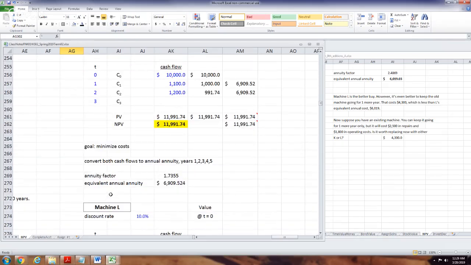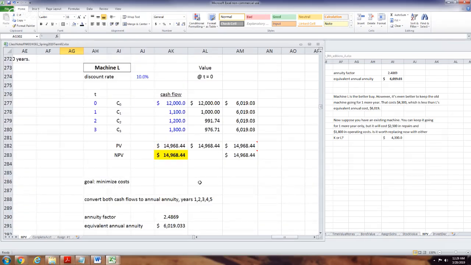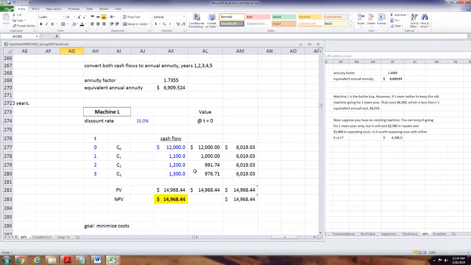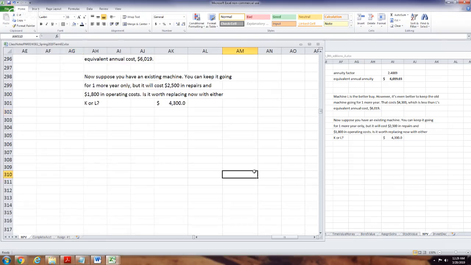But that's it. Okay, you compared the machines, you compared the net present value. So obviously, and it's funny, L has a higher net present value than K, but it's cheaper to run. Interesting. Okay, so that's why you need these other methods, or a little bit. You need some of these other methods.